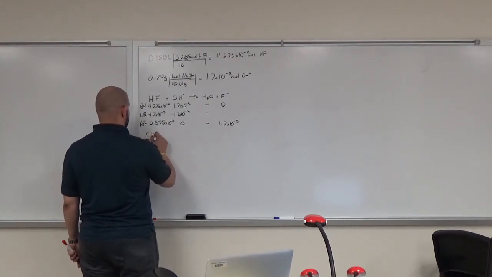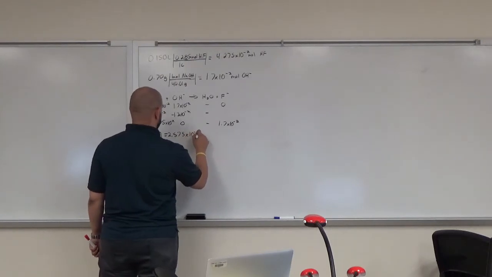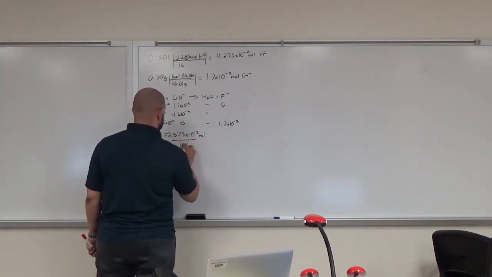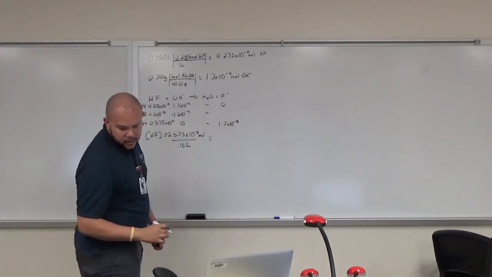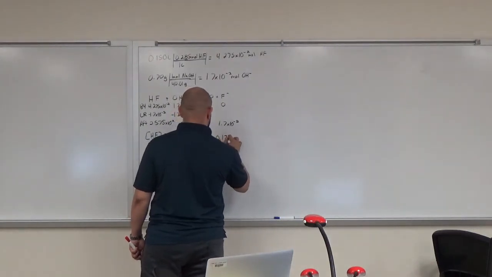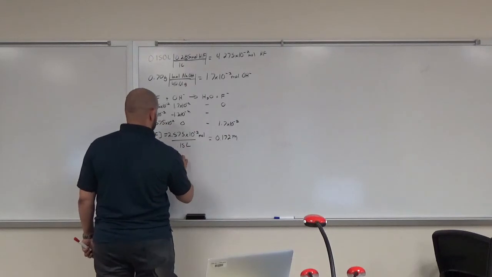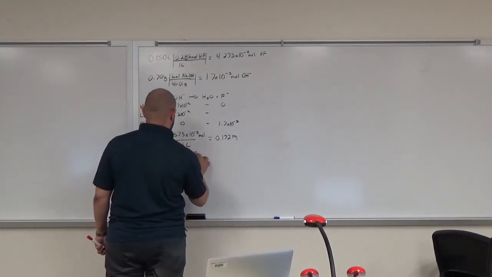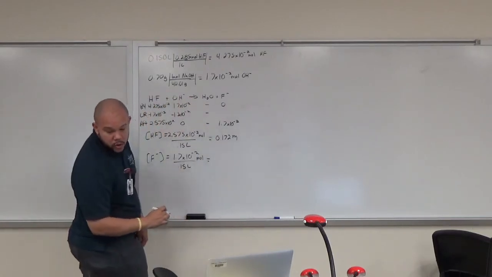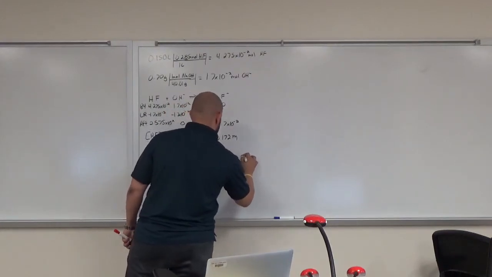So, the concentration of HF is equal to 2.575 times 10 to the negative 2 moles, all over the total volume, 0.15 liters, and that is equal to 0.172 molar. And then the conjugate base is equal to 1.7 times 10 to the negative 2 over 0.15 liters, and that is equal to 0.113 molar.